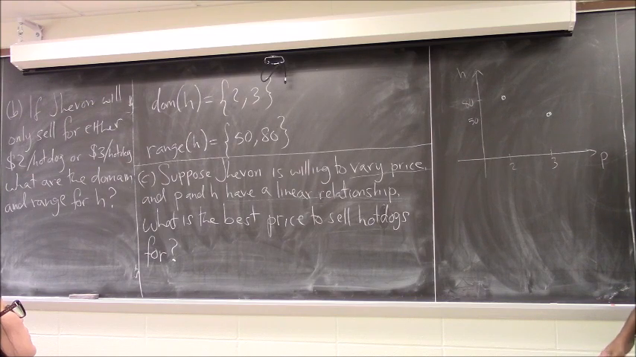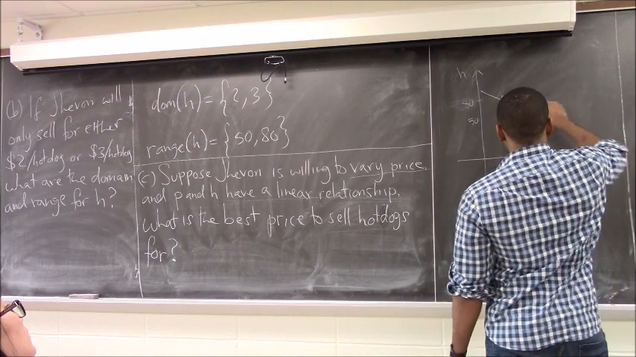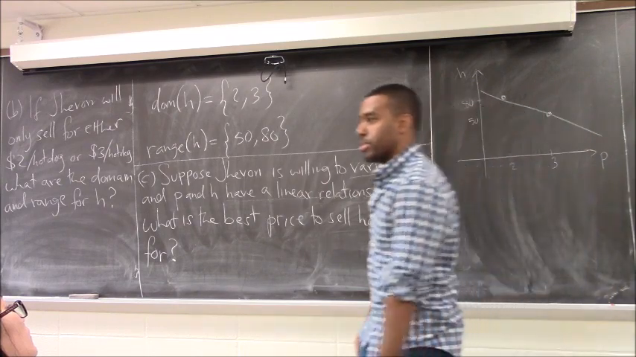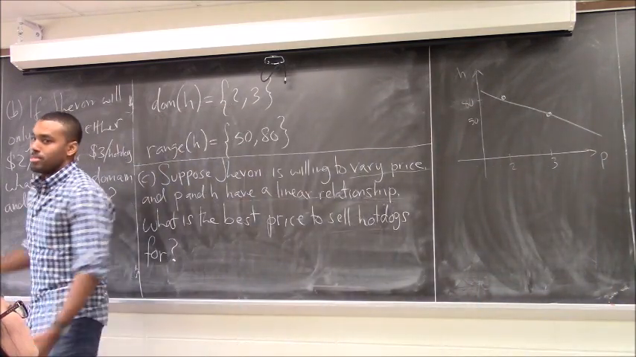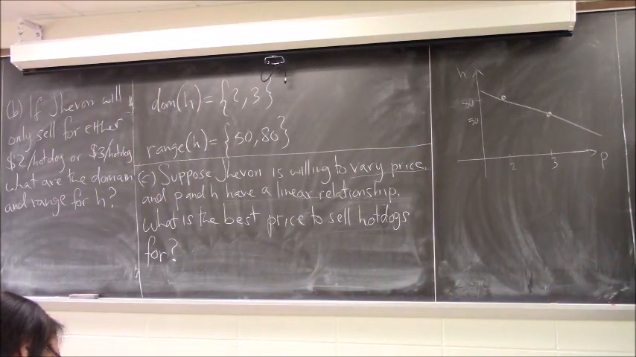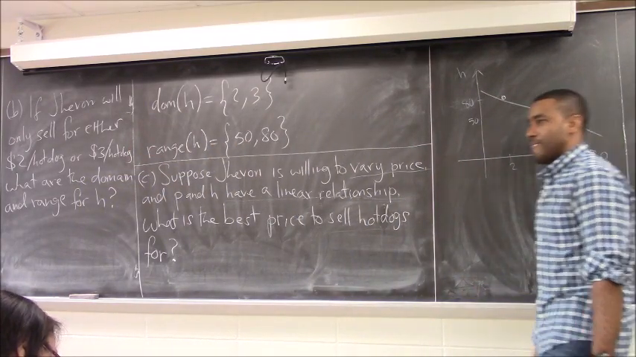Draw a line. How do you know to draw a line? Because you said it's linear. Because I said there's a linear relationship. Linear means the graph is a line. Okay, we have that function. What do we do with it?